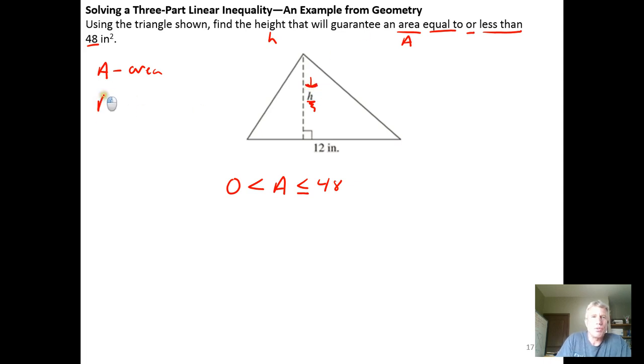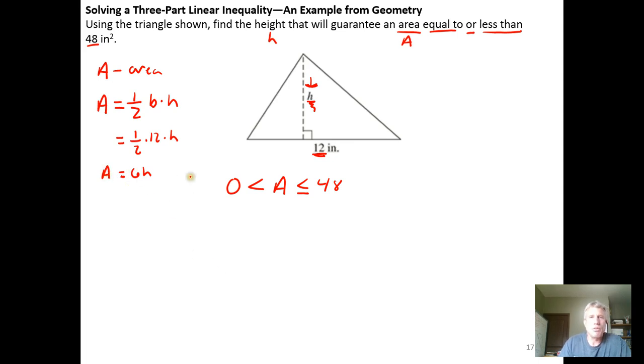So what I want to recognize is that to calculate the area of a triangle, I need to use the formula 1/2 base times height, but in this case I know what the base is. The base is 12 inches, so it's going to be a half of 12 times height, which is just going to simplify to a half of 12 is 6. It's going to be 6 times the height.